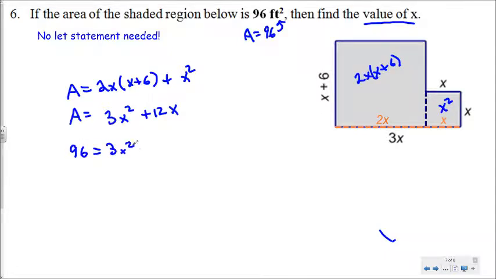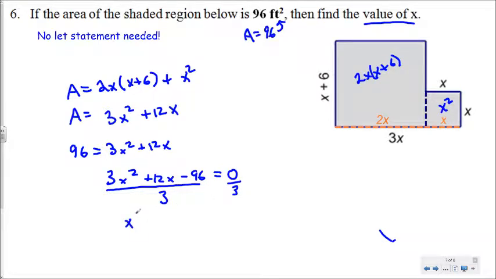I get 3x squared plus 12x. I'll bring the 96 over, and I'll get 3x squared plus 12x minus 96. Now, rather than writing, again, the 0 on this side, I can use the symmetric property to write it on the other side. I notice that there's a common factor of 3, so I'm going to divide both sides by that common factor of 3, and I'll end up with x squared plus 4x minus 32 equals 0.